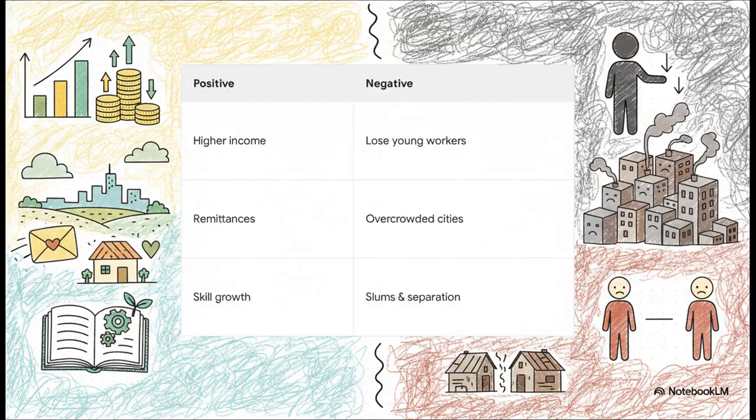But migration is a total double-edged sword. On the positive side, migrants often earn higher incomes, learn new skills, and send vital money, which we call remittances, back home to their villages. The negative effects, though, they are heavy. The villages lose their young, most capable workforce. Meanwhile, the cities become completely overcrowded, which leads to the development of slums, and families are painfully separated for months, sometimes years at a time.